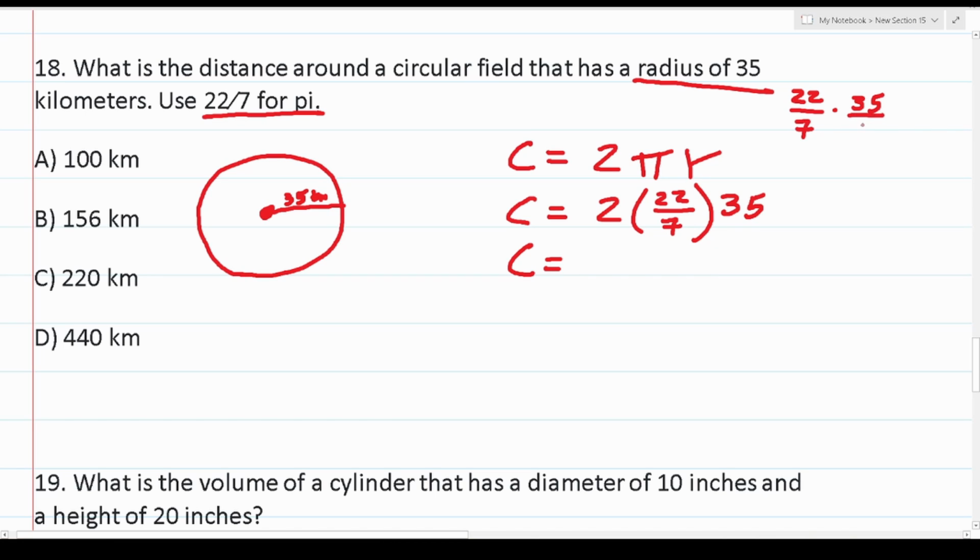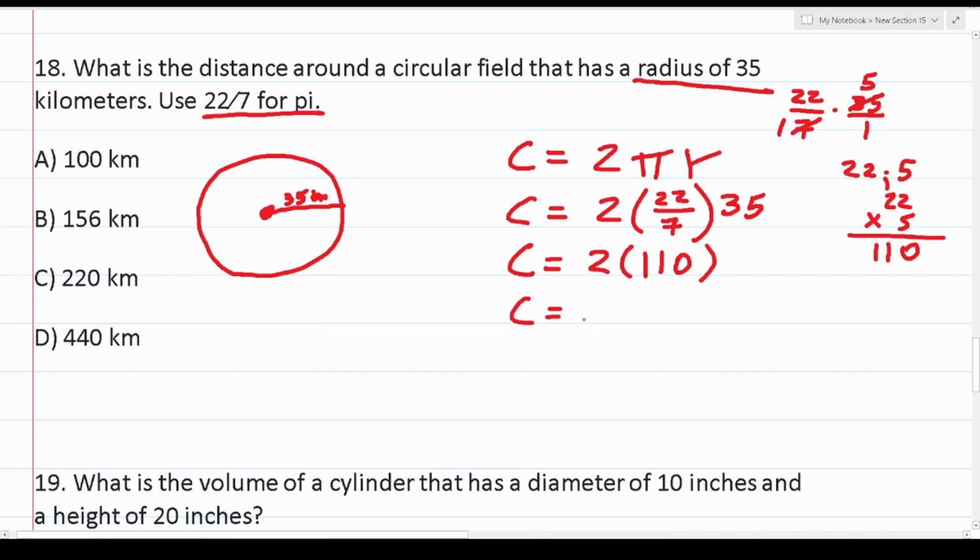If we place this 35 over 1, which we can do, this becomes a lot easier to simplify. I know 7 goes into 7 one time, and 7 goes into 35 5 times. Anything divided by 1 is itself, so this becomes 22 over 1, which is just 22, times 5 over 1, which is just 5. And if you need to, we can write it like this to work this out. 5 times 2 is 10, carry your 1. 5 times 2 is 10, plus 1 is 11. So this becomes 2 times 110, and 2 times 110 is 220.